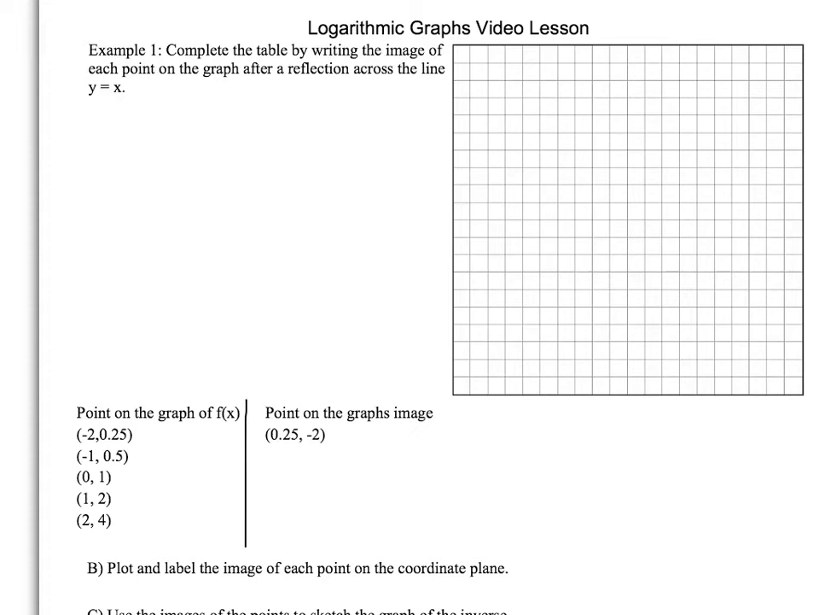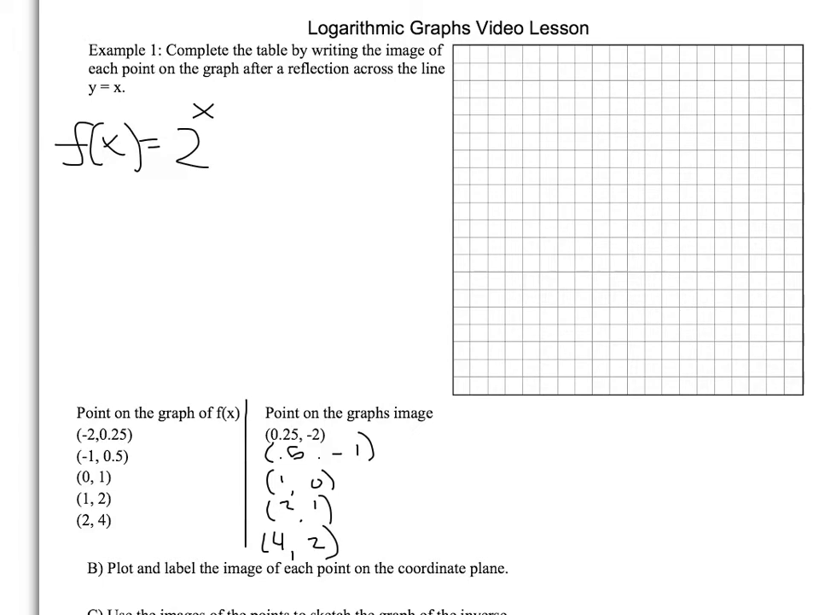Alright, the point on the graph of f of x, which I probably should have written f of x, you guys have it on your paper already, is 2 to the x power. When I find the inverse, what you do is you switch your x and your y values. So the point on the graph's image, instead of being -2 and 0.25, is 0.25 and -2. All I'm asking you to do is to switch the rest of the points. So the next one's going to be 0.5, -1. And then 1, 0. And 2, 1. And 4, 2.